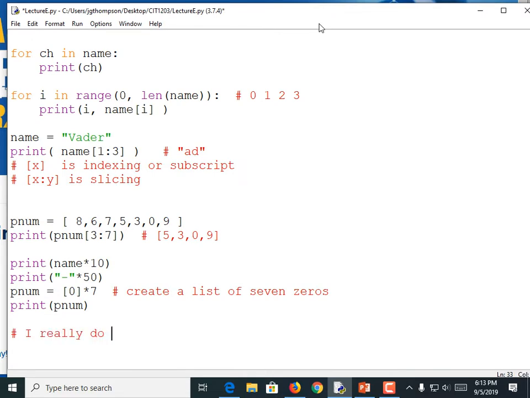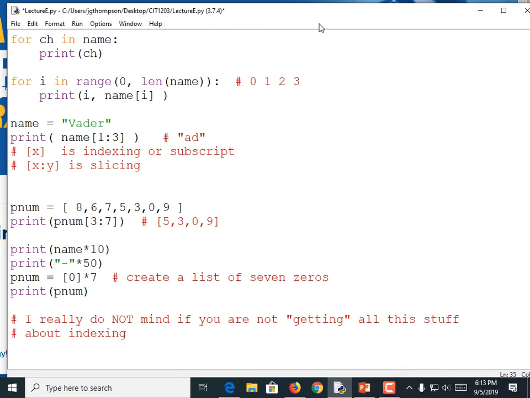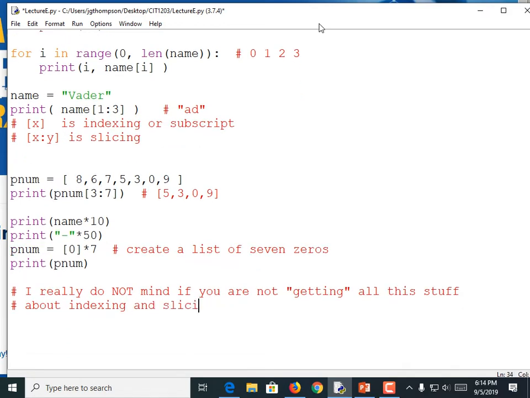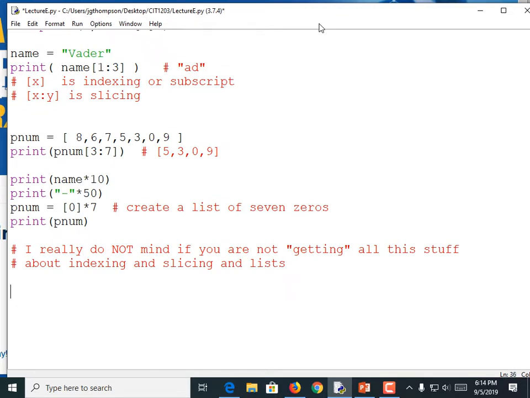I really do not mind if you are not getting all this stuff about indexing. You do not have to type this comment about indexing and slicing and lists. I like giving people sneak previews of what we're going to hit later so that, if we keep mentioning it, kind of like when you're trying to learn French, sometimes the instructor will speak only French in that class, nothing else, and so you're hearing all the words even before you understand them. And I'm glad I'm not in that class.